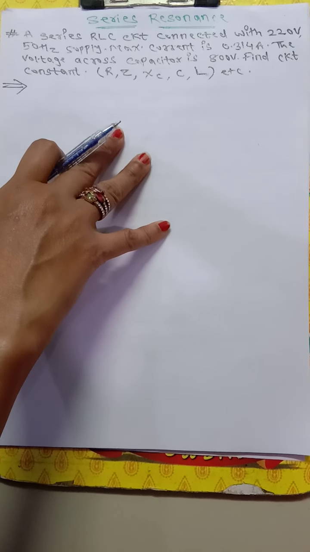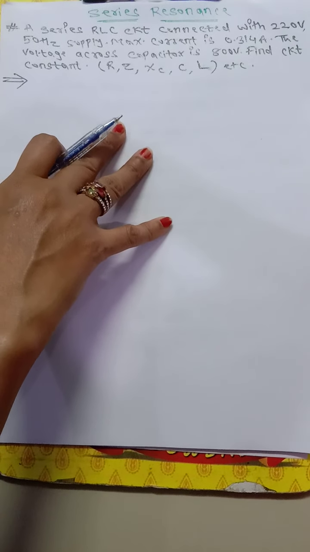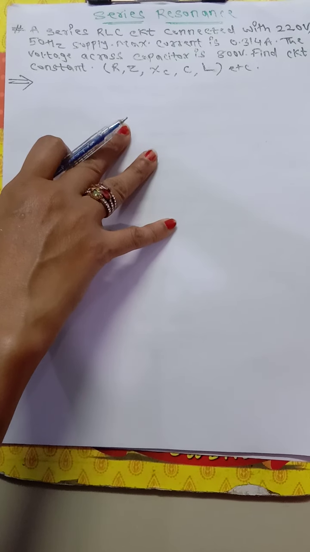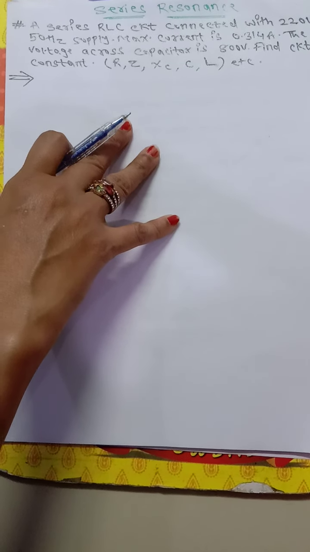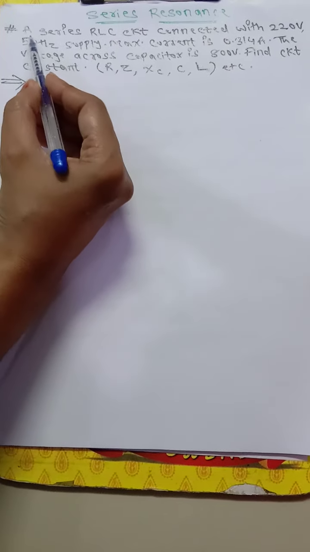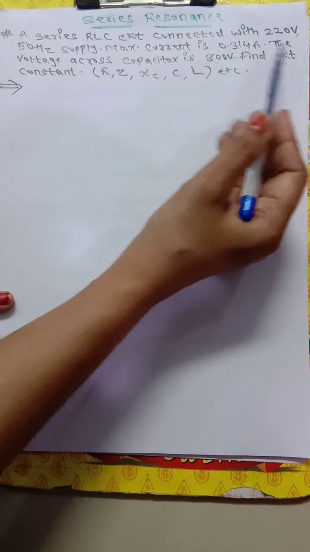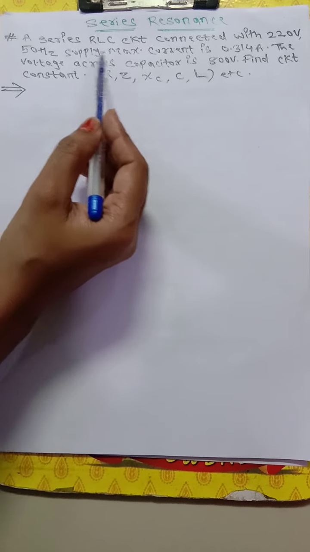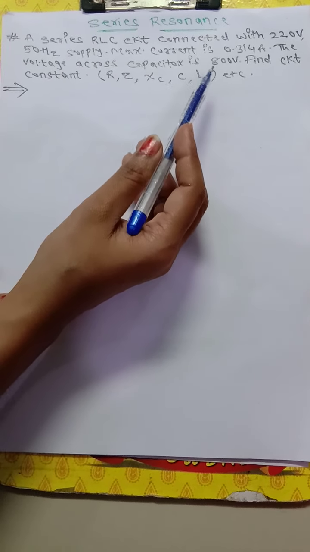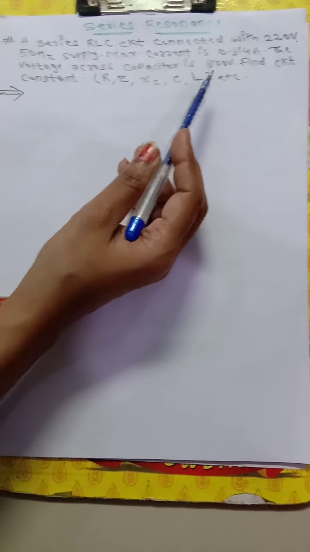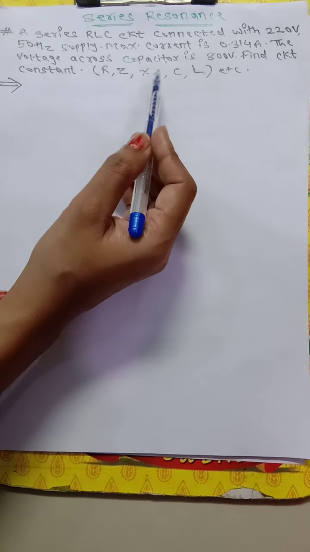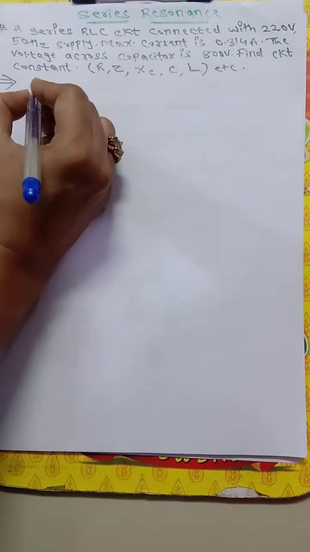Today we will solve the numerical on series resonance, from the subject of circuit theory or network analysis. This numerical is a series RLC circuit connected to a 220 volt, 50 hertz supply. The maximum current is 0.314 ampere. The voltage drop across the capacitor is 800 volt. So find the circuit constants.